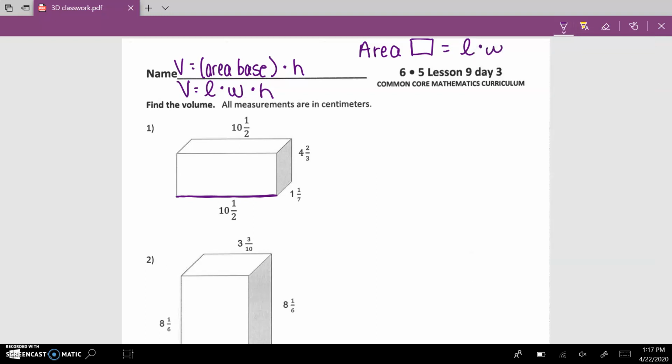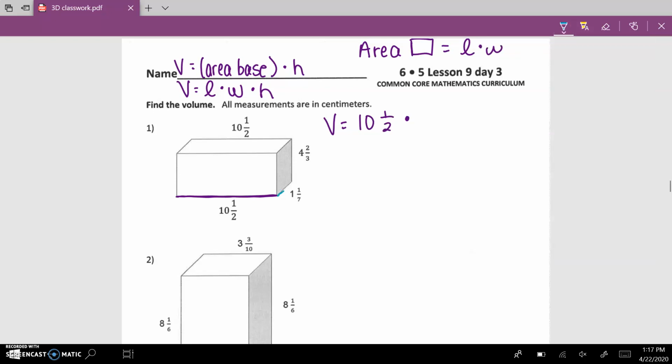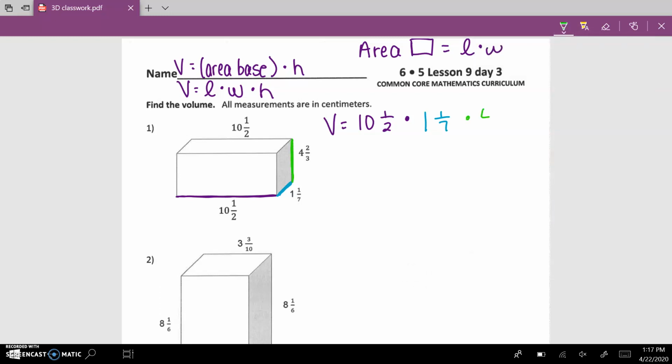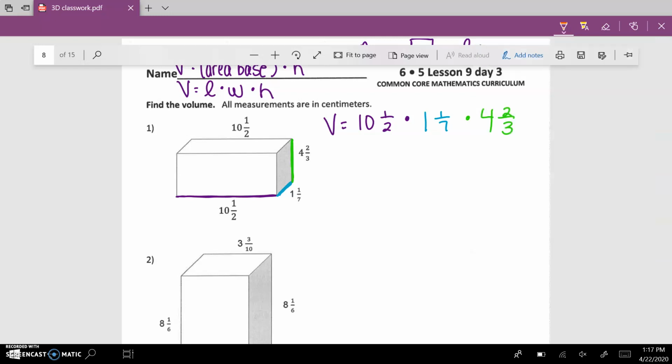Okay. So if I'm going to say volume, I'm going to say V equals 10 1/2 times my width. So remember, width is like how thick something is, times 1 1/7, times my height, how tall something is, times 4 2/3. Okay? And then I'll solve it in a different color.